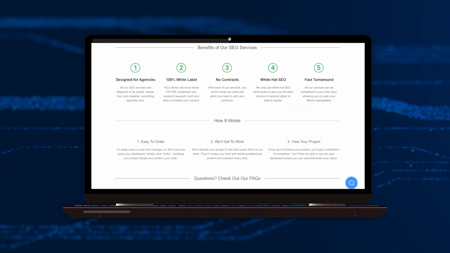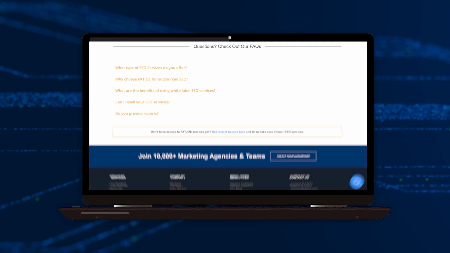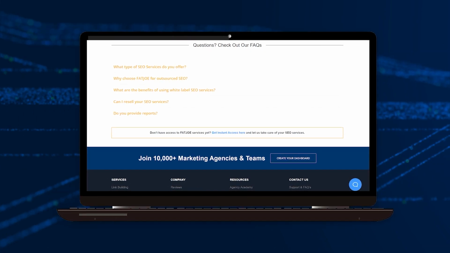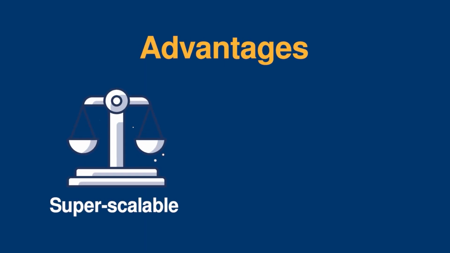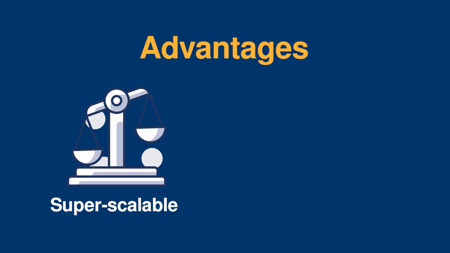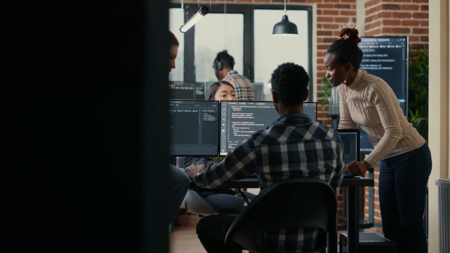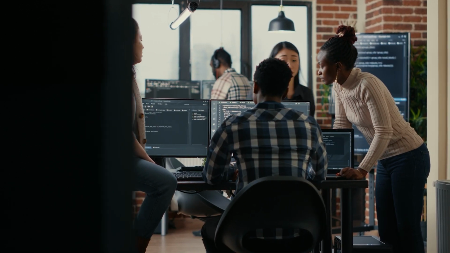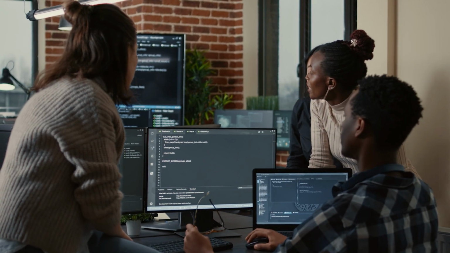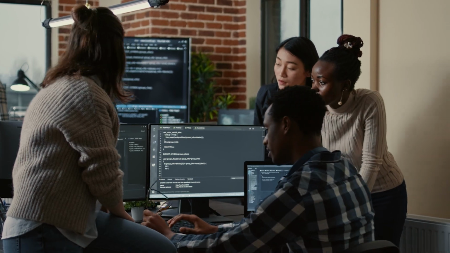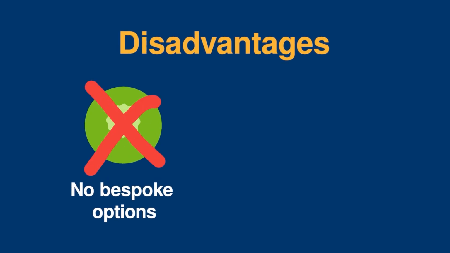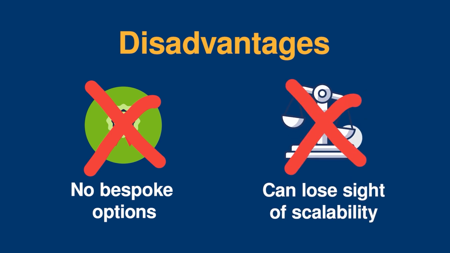Deliverables only. This is the model FATJOE uses, as we have productized all of our services into deliverable only pricing. The advantage of this model is that it's super scalable. You are selling set units, making your deliverables easily repeatable. It also helps scalability, as you can easily onboard new team members with clear practices in mind as you expand. The downside is that this model doesn't allow for bespoke options. If you allow for changes, you'll lose sight of the scalability the model thrives on.